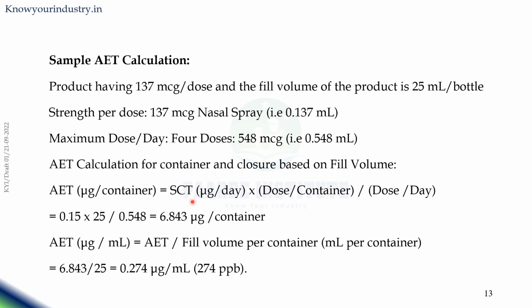That means your safety concern threshold for a nasal spray, which is the highest risk product, is 0.15 multiplied by the dose per container. You have 25 ml, that is 25, divided by your maximum daily dose, that is 0.548, which will give you the AET per container. Then, since you have the fill volume of 25 ml, you divide it by 25 to get the per ml concentration of the AET. So this 274 ppb is the calculated AET value, and it will be your limit of quantification for the analytical method to be used for the extractables and leachables.